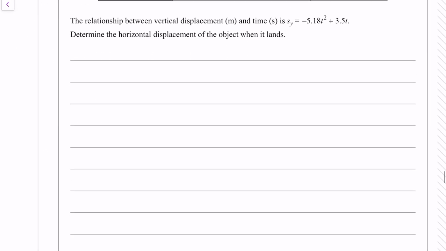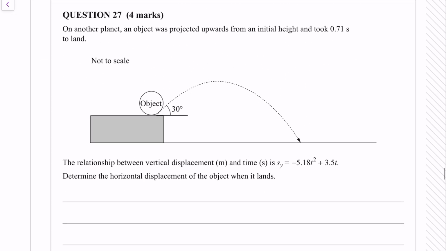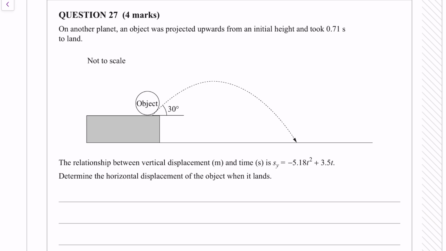Last question. This is just one question, but it's 4 marks, so it's really high duty here because this is gravity in motion. On another planet, that's really important, okay? Because if it's another planet, that means g might not be 9.8 meters per second squared, or negative 9.8. An object was projected upwards from an initial height and took 0.71 seconds to land. Okay, we have our diagram.